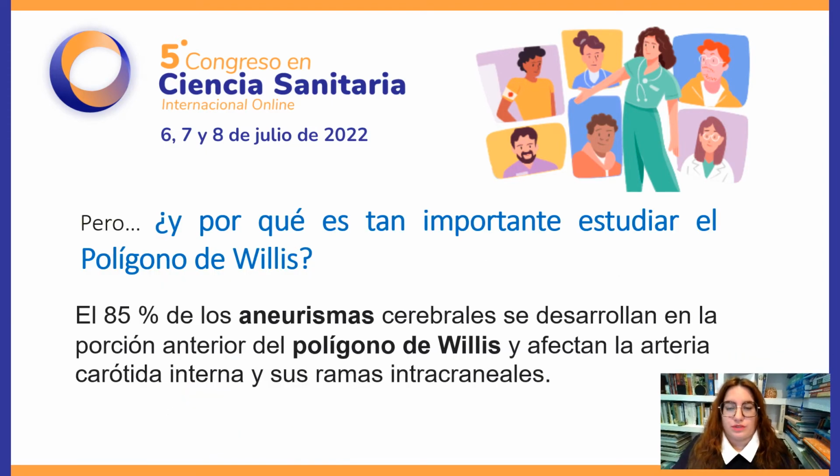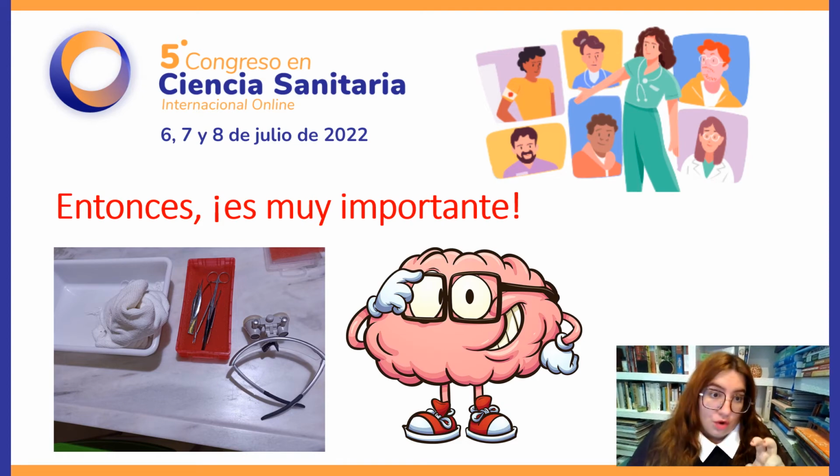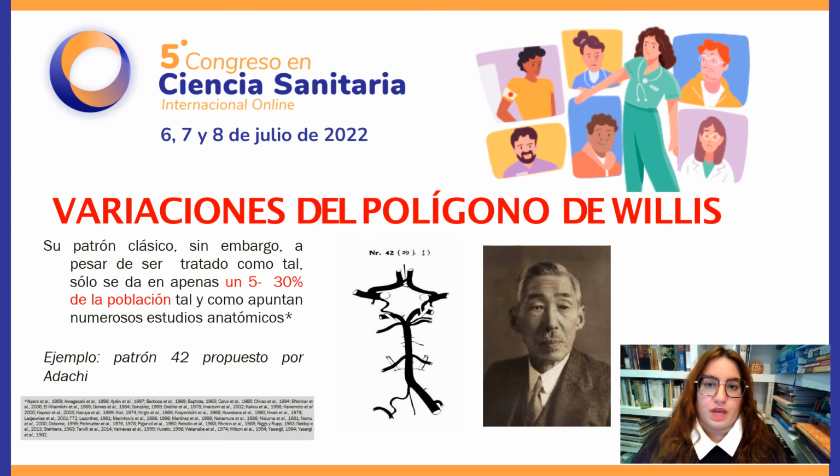So why is it so important to study the circle of Willis? Just because 85% of brain aneurysms develop in the anterior portion of this structure, and they affect the internal carotid artery and its intracranial branches. So then, it's very important, especially if you think that the circle of Willis has anatomical variations in more than 65% of the population, which means that only 5 to 30% of it has the classical or normal pattern. Within it, the anterior sector is the most variable one, being where 80% of the intracranial aneurysms are. In addition, it's important to highlight the clinical surgical implications of each of its versions in the vascular tree.